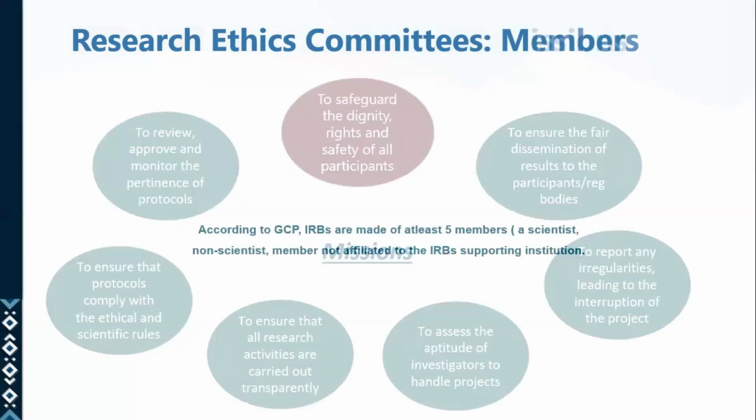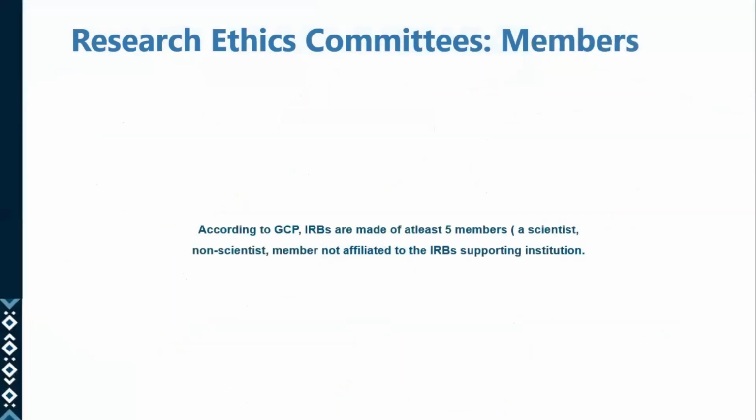Apart from its mission, who are the members? According to GCP, IRBs should be made up of at least 5 members, minimum. There should be a scientist, a non-scientist, and at least a member not affiliated to the IRB supporting institution.